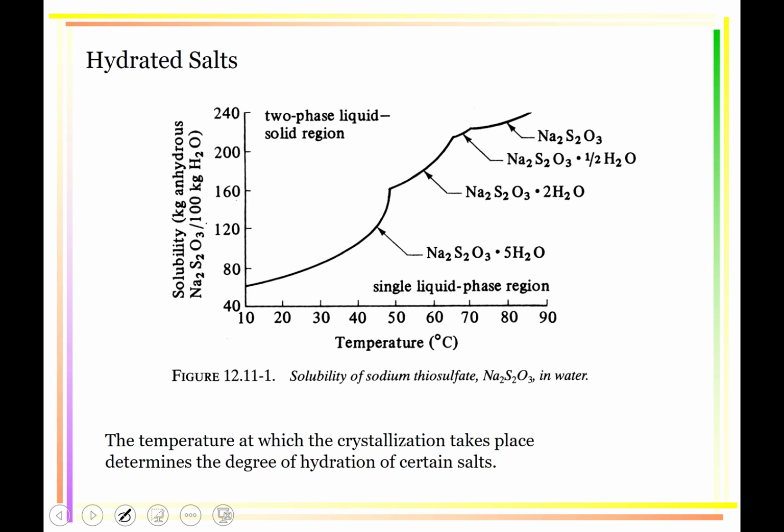Okay, so what is a hydrated salt? A hydrated salt is a material that, depending on what temperature it solidifies at, has a different amount of water attached to the molecule. So this is sodium thiosulfate dot 2H2O, or the dihydrate. And this one would be a pentahydrate. So it's good to learn those names for how many you have. Okay.